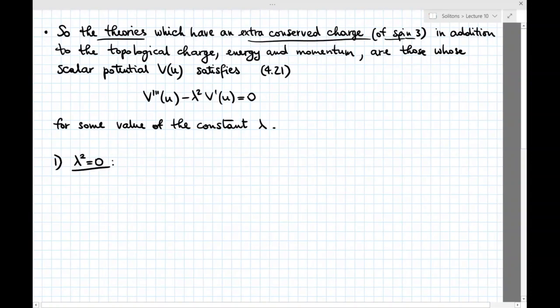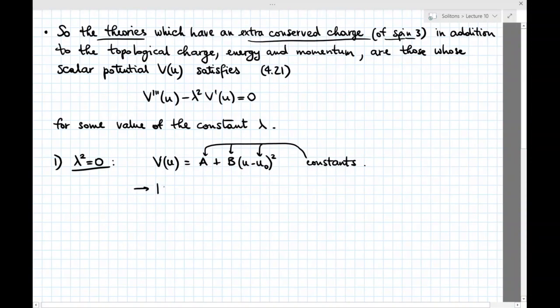In that case, the third derivative of the scalar potential vanishes, so v is a quadratic function of u, which I can write as a plus b times (u minus u naught) squared, where a, b, and u naught are constants. And up to a linear redefinition of u, that leads to an equation of motion, which is the Klein-Gordon equation.